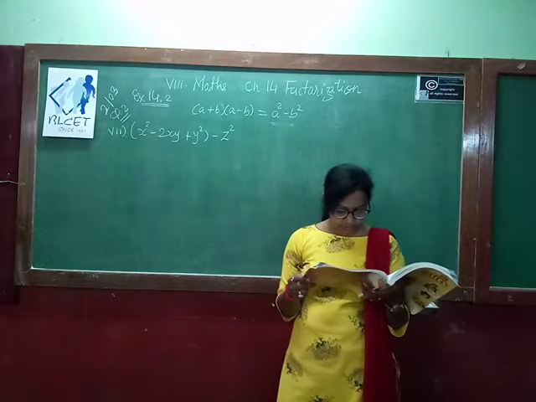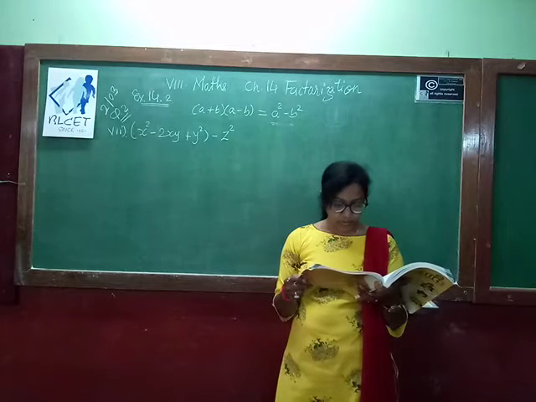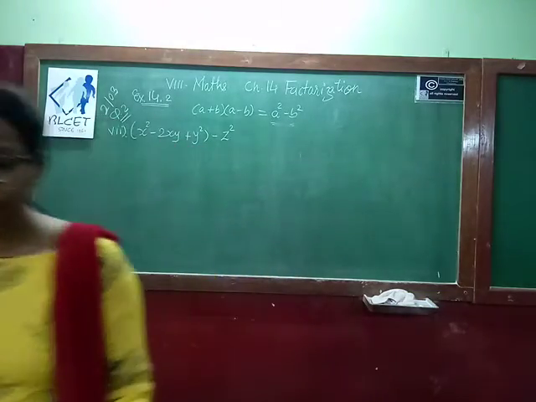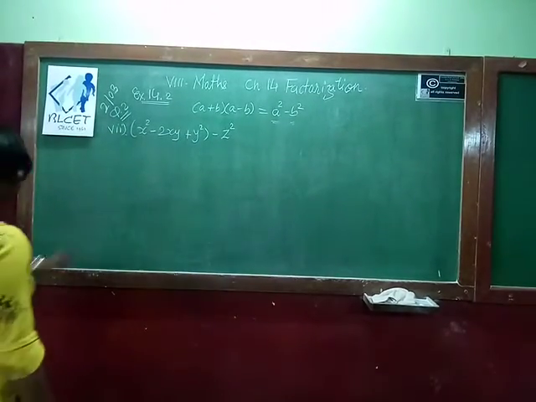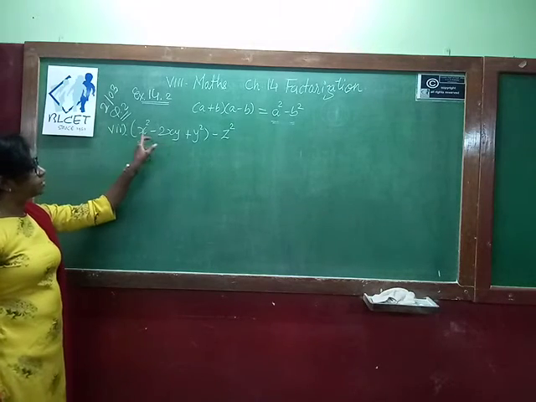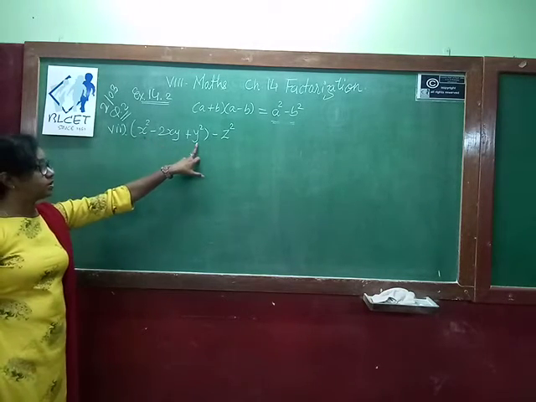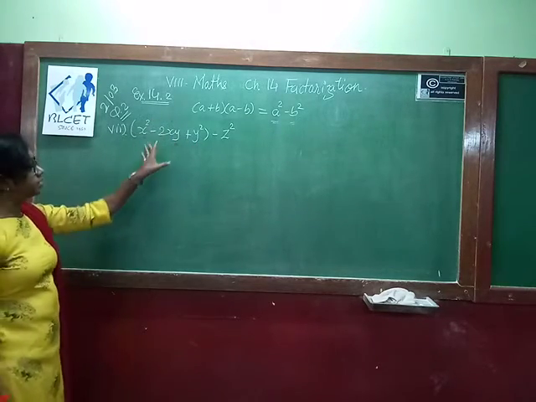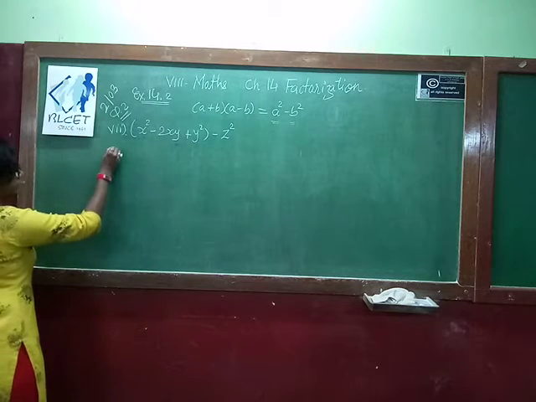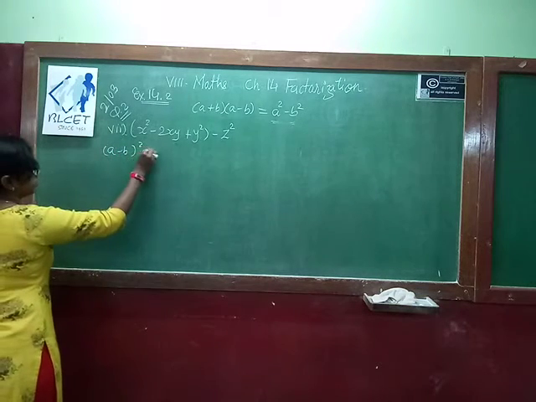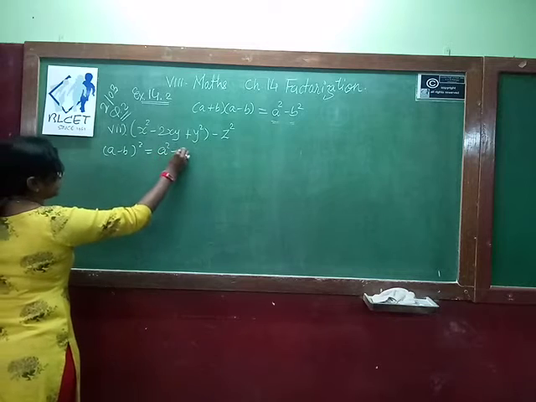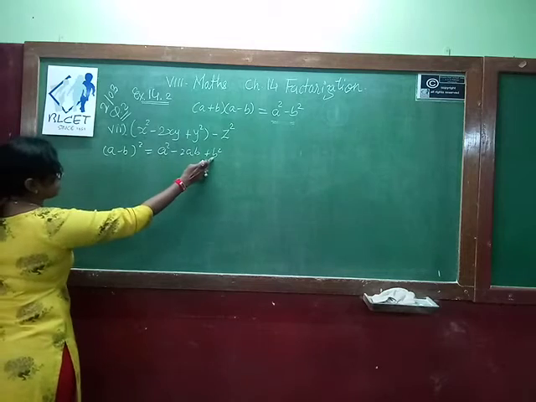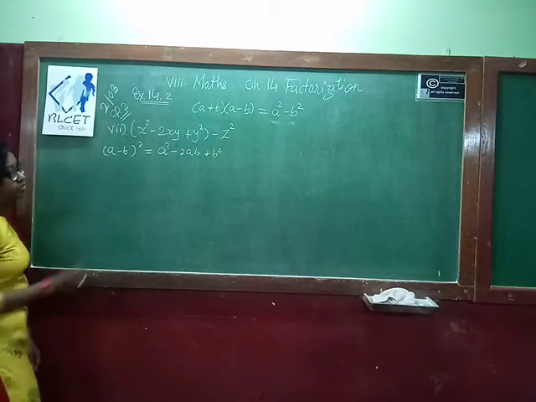Now move on to the next question, that is (x square minus 2xy plus y square) in one bracket minus z square. So here we have to apply the first identity, second identity. Why? Because your first term is perfect square, last term is also perfect square, and the middle term also we are getting the same. So what is the identity? We know (a minus b) whole square is a square minus 2ab plus b square. You can compare first term, last term and the middle term.